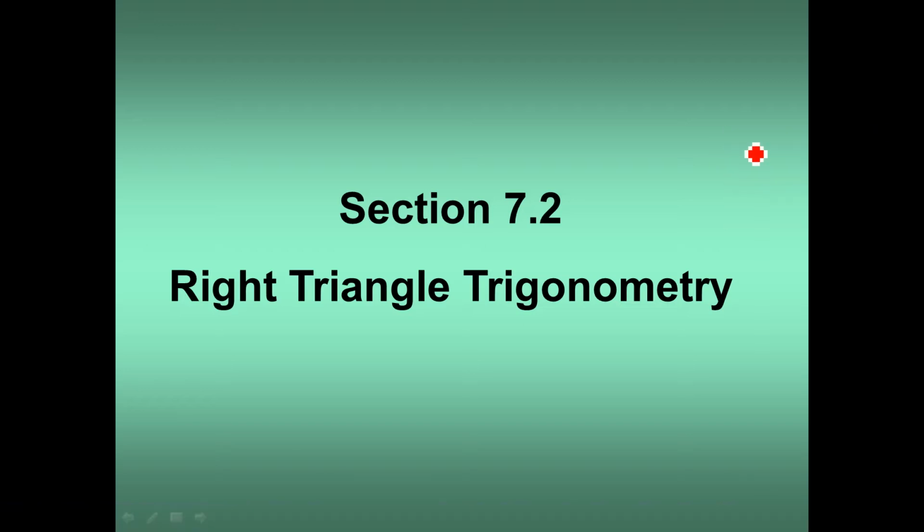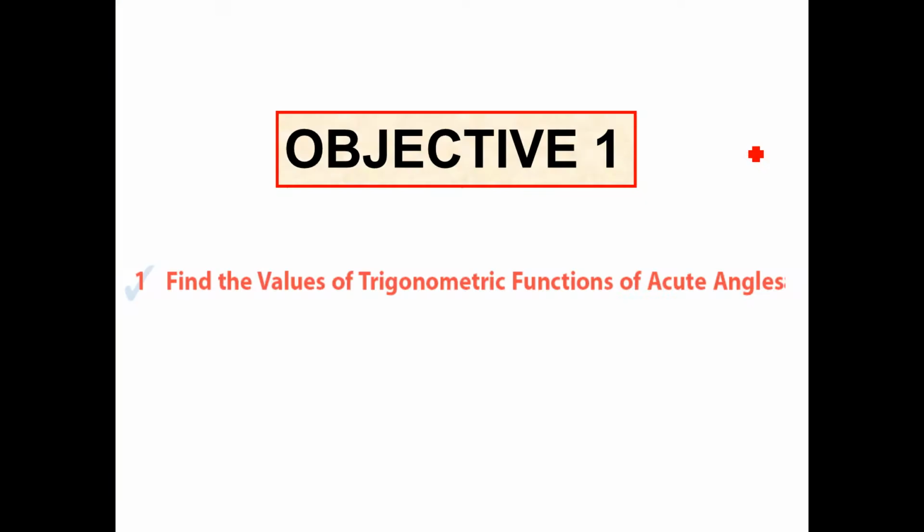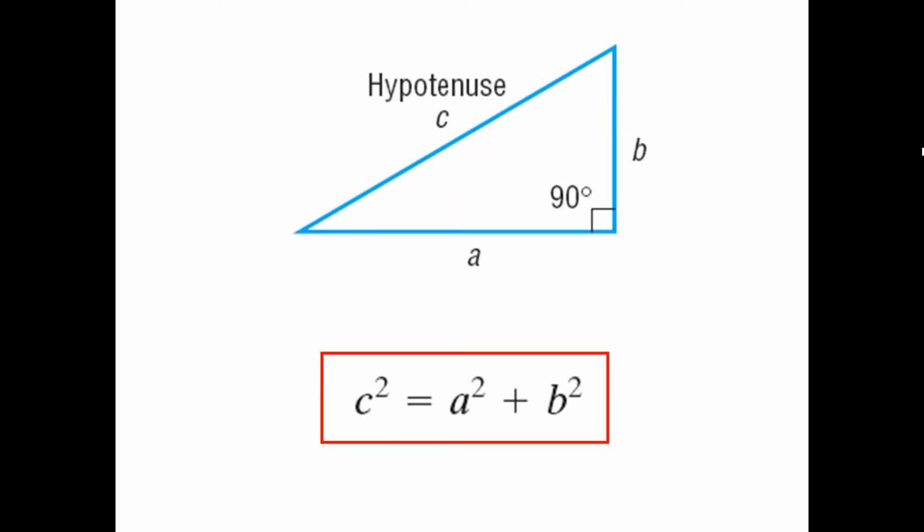Alright, let's get started with 7.2, right triangle trigonometry. So we're going to talk about sine, cosine, tangent, all that good stuff in this section. Some of you might be thinking, what is that? A majority of you probably have seen that in geometry or in algebra 1. So let's find the values of trig functions of acute angles.